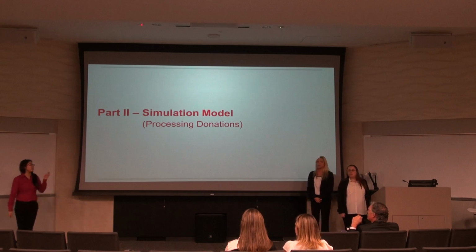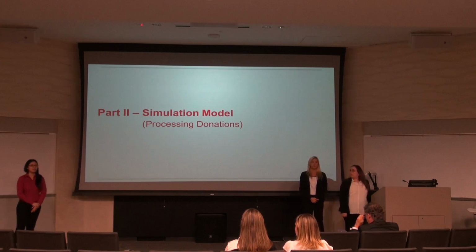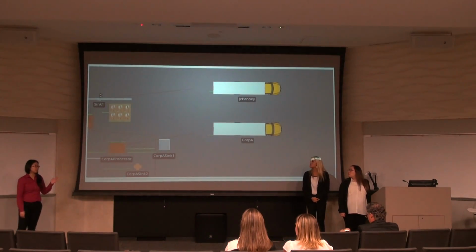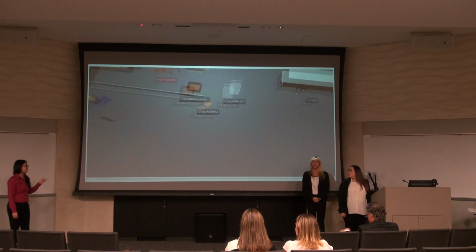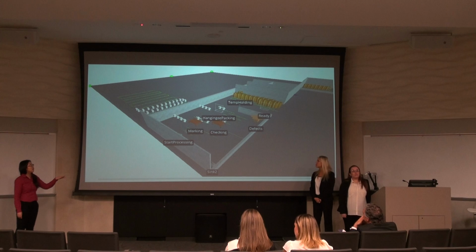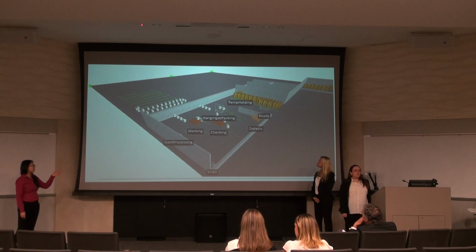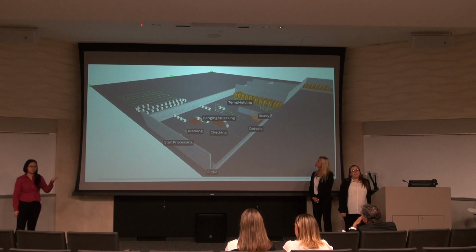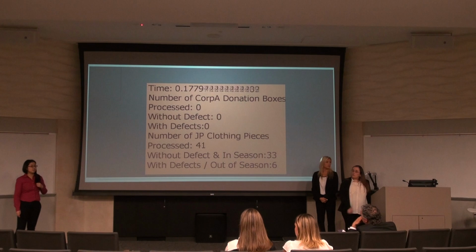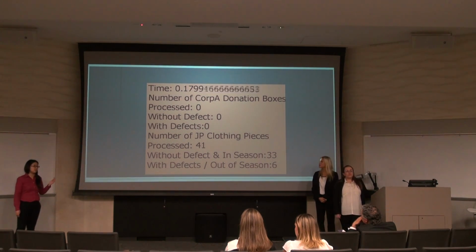So next I'm going to talk about our simulation model describing the whole processing steps. Here is a video so you can have some idea of how the model looks. So the entities will generate from a source of JCPenney, and we say that's clothing here, and it will then go through 3 stations. The first is marking, and then checking, and then hanging or packing station. If the clothing piece has any defects or it's not in season, it will go to the defect scene. Otherwise, it will go to ready scene, meaning it's ready to be sold in store.